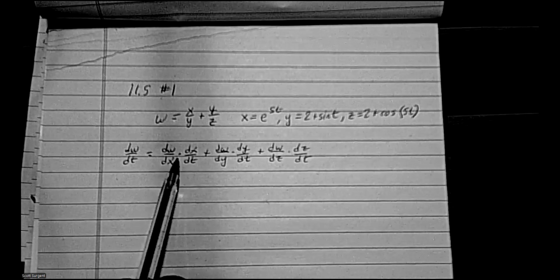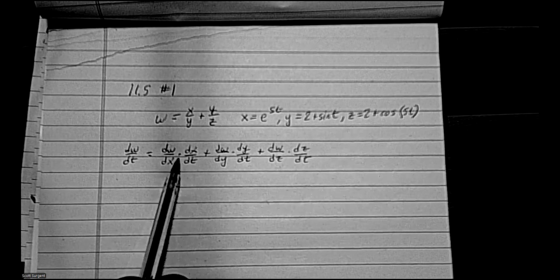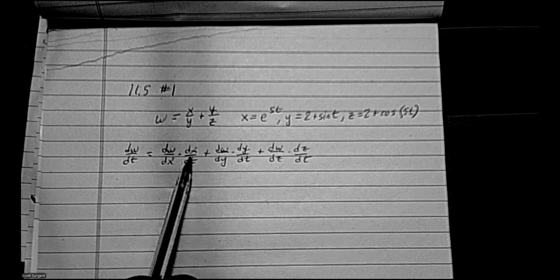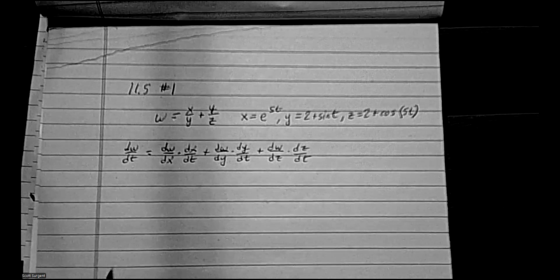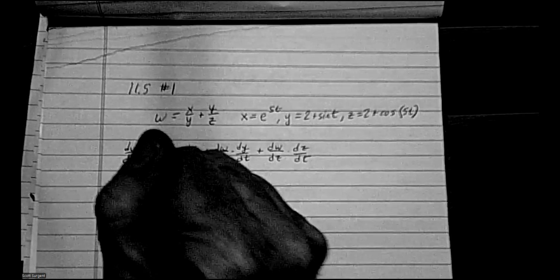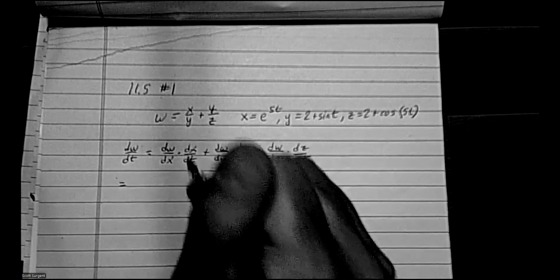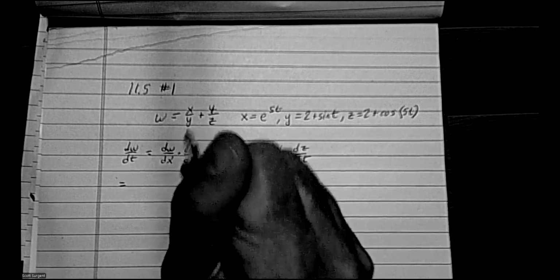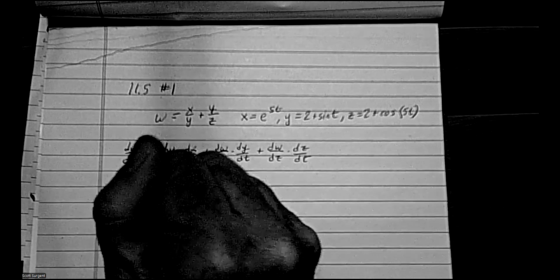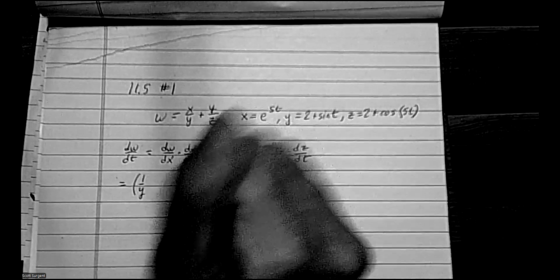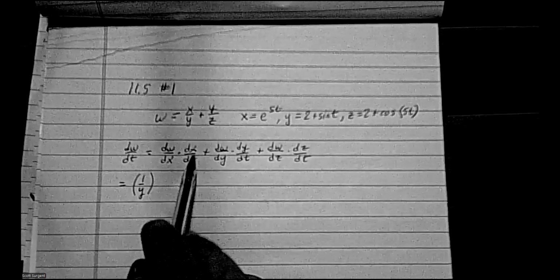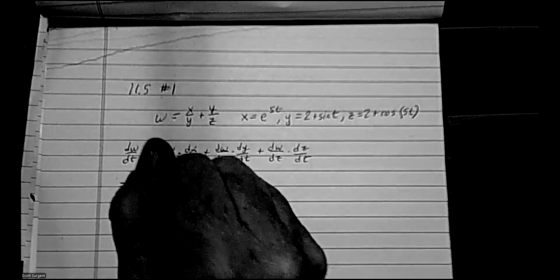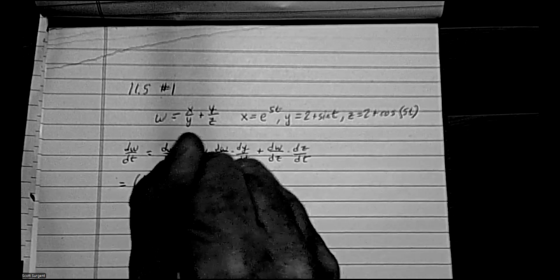And I realize I'm using this dot symbol. It's not a dot product. That's actually just multiplication, but it looks a little funny sticking the fractions together without something between them. So let's just work this out and see where we go with it. So dw/dx, that'll be 1 over y, and then that just drops out. So that's nice. And then dx/dt, well, that's the derivative of this guy. So it's going to be 5 e to the 5t.